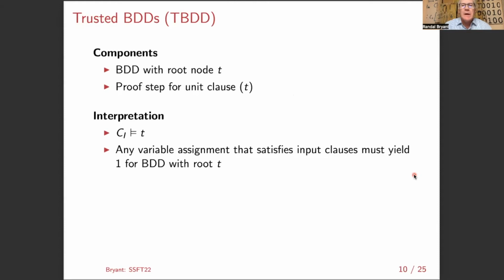root node. And what that states is that any assignment that satisfies the input clauses would cause the function represented by BDD T to evaluate to 1. And I'll use the notation C_I double turnstile T, meaning that given that these input clauses hold, we can infer that this extension variable must yield true. In other words, that BDD must evaluate to 1 under the conditions that the clauses are satisfied.